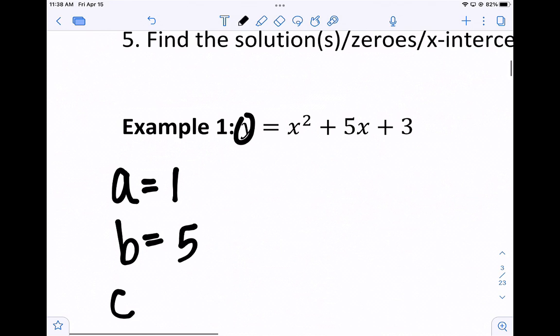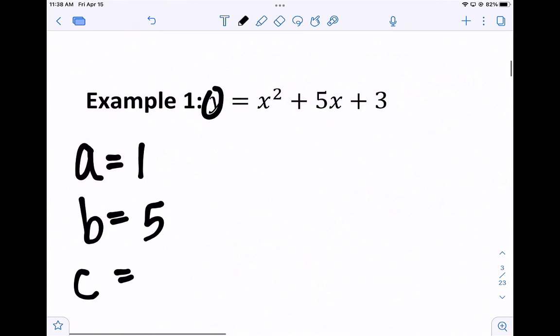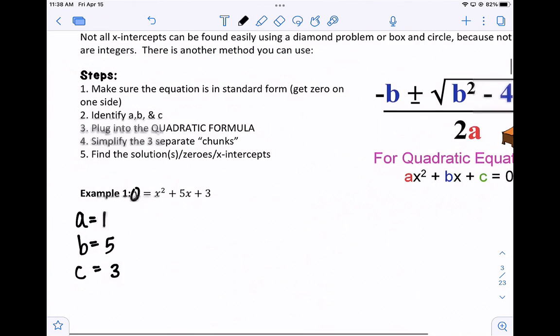And the c value is the number by itself, which would be 3. So again, you get 0 on one side, everything else is on the other. You find A, B, and C. And then we plug into the formula.